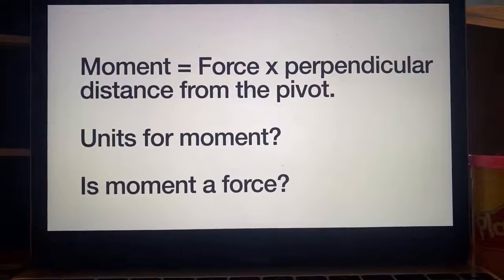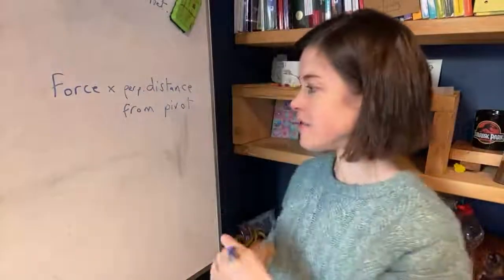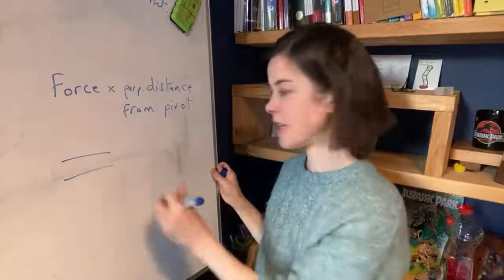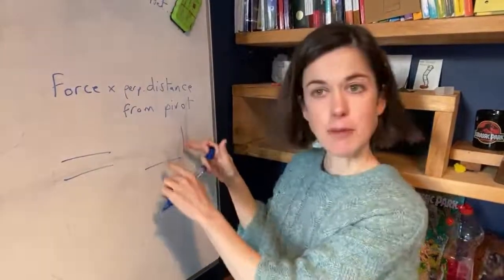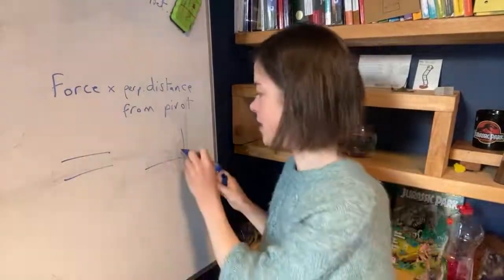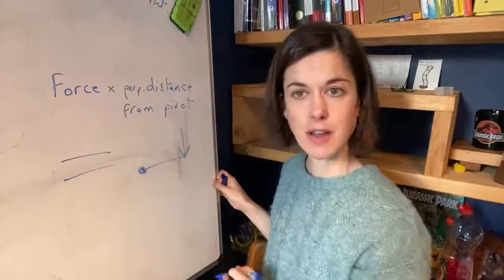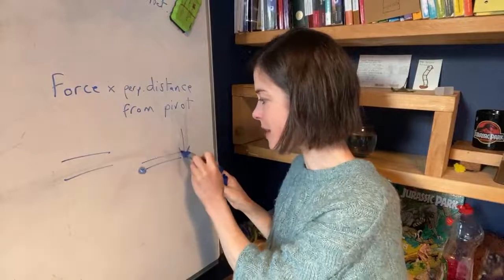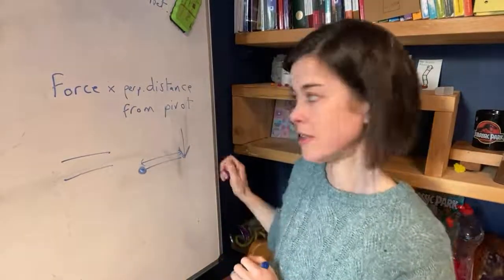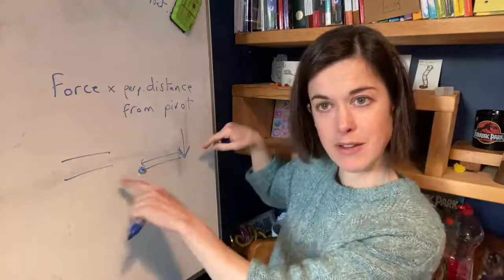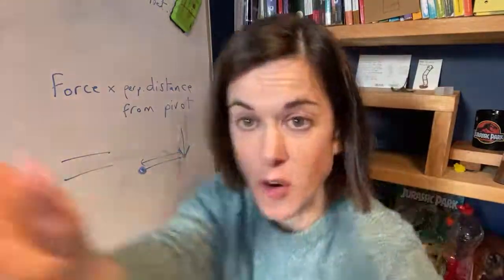But the perpendicular distance from the pivot. Are you okay with what perpendicular means? These lines are parallel because they're running next to each other like train tracks. These lines are perpendicular. They are at right angles to each other. So if the force is going in that direction and the pivot's over here, that is the perpendicular distance from the pivot. It's the distance, a line drawn where the force and the pivot distance are at right angles to each other.